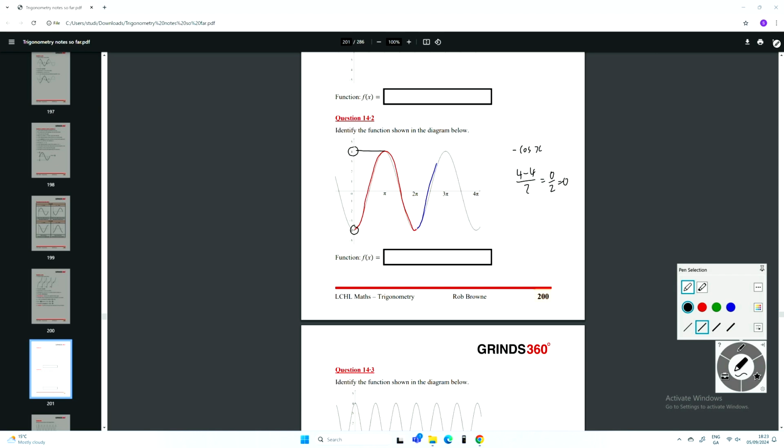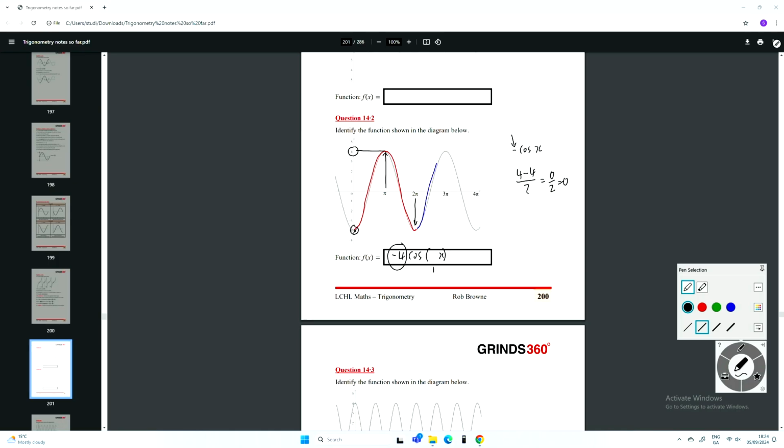What's your amplitude? Well, we go up from 0 to 4 and down from 0 to minus 4, so we're going up and down by 4. It's going to be minus 4 times cosine something x. When it's a minus cosine graph, it means the number in front of the cosine is a negative number. So it's minus 4 cosine, not 4 minus cosine. The minus sign means it's that basic shape that starts at the bottom, the cosine graph flipped upside down, and the amplitude there is 4.